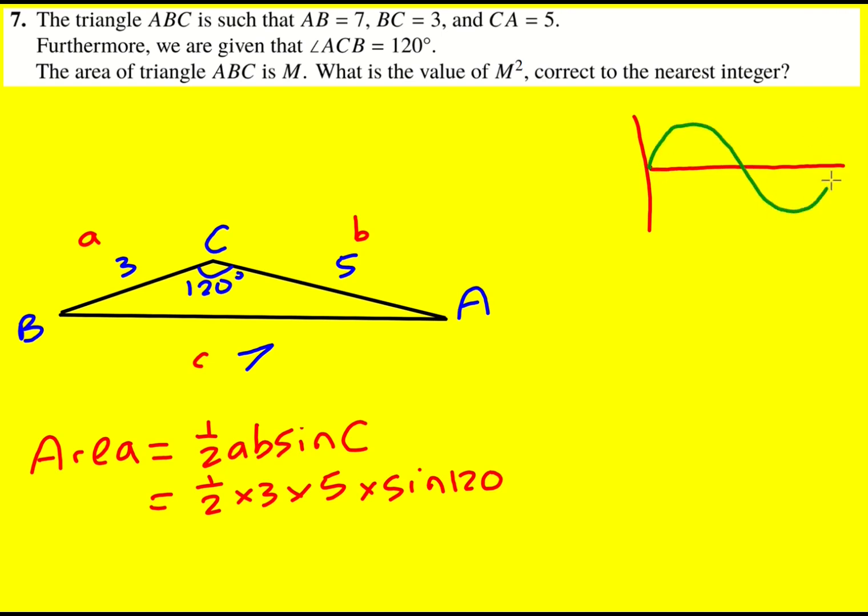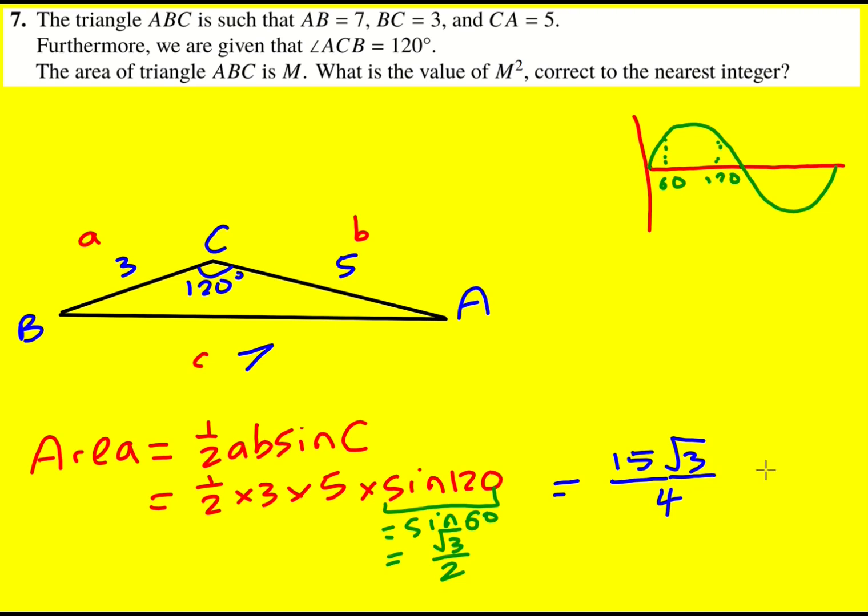So here's the sine graph. Sine 120 is exactly the same as sine 60, because this one is 60 away from 0, this one's 60 away from 180. Both positive. And sine 60 is root 3 over 2. So I've actually got 15 root 3, because 3 times 5 times root 3 over 4. That's going to be my area, M.